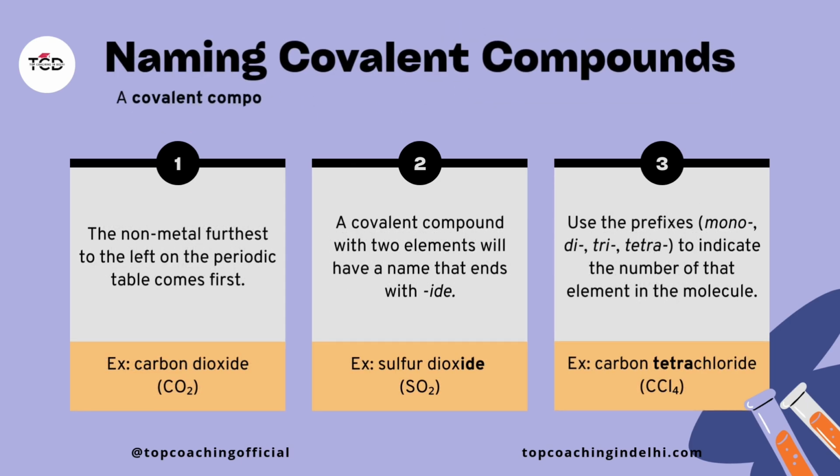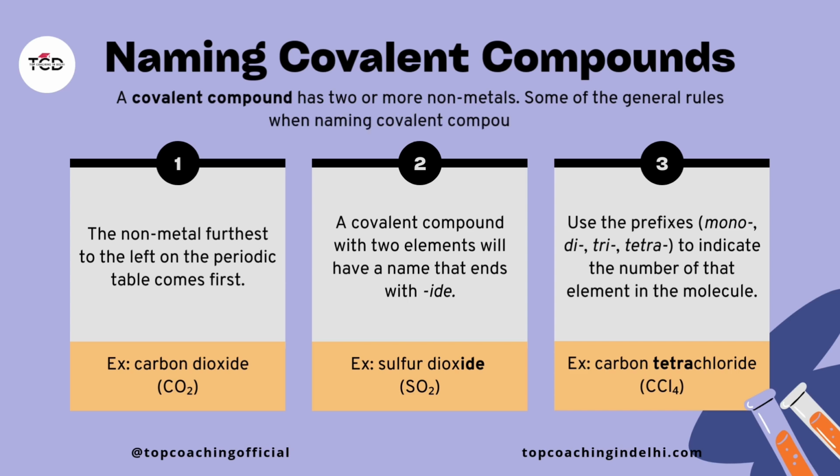Naming covalent compounds. A covalent compound has two or more non-metals. Some of the general rules when naming covalent compounds are: Number 1. The non-metal furthest to the left on the periodic table comes first. Example, carbon dioxide. Number 2. A covalent compound with two elements will have a name that ends with "ide". Example, sulfur dioxide.